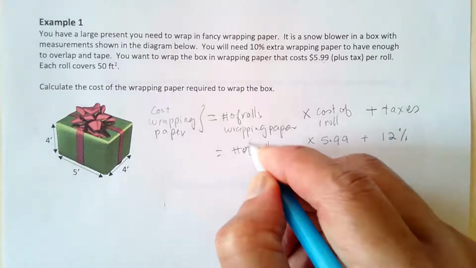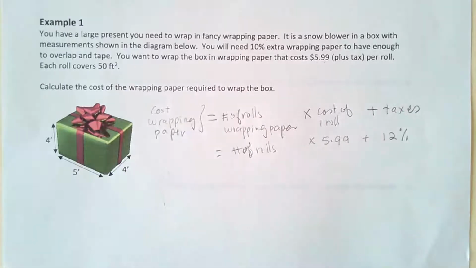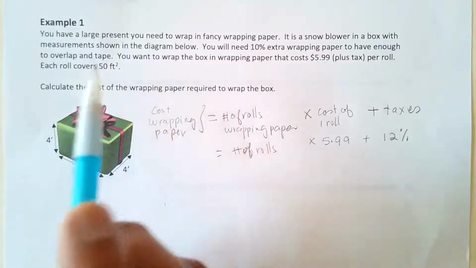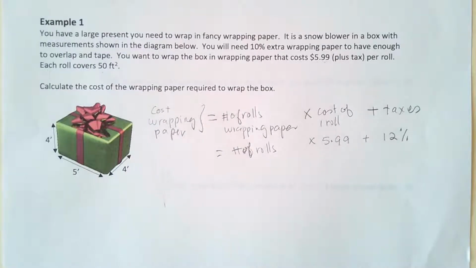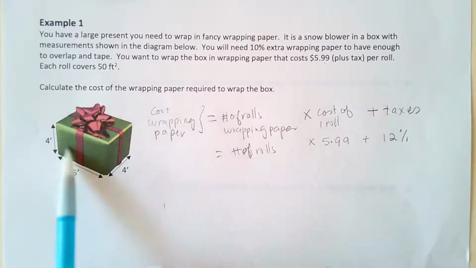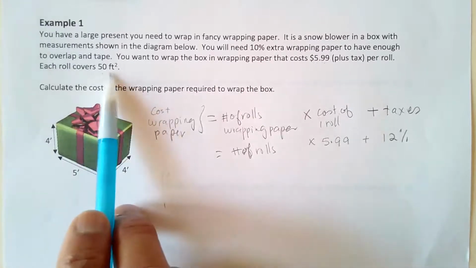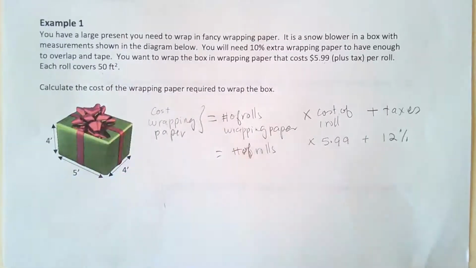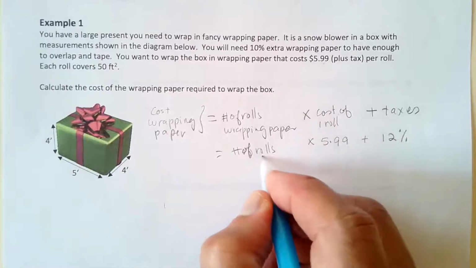So this question is asking now, how many rolls of wrapping paper do we need? Each roll covers 50 square feet. So to determine how many rolls of wrapping paper we need, we find how much wrapping paper we need to cover this box. Once we know how much paper we need to cover this box, we divide it by the surface area of one roll to give us the number of rolls. So we can see that here now. So this is the only thing we need here.